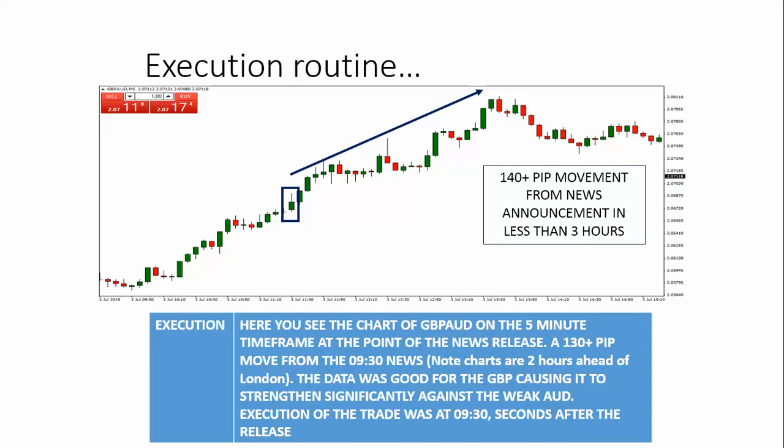However, do we need to take the whole ride? Not necessarily. As a news trader, it's good to get in and get out, generate our profits from those initial fresh information data points, and then look for opportunities at the next opportunity.